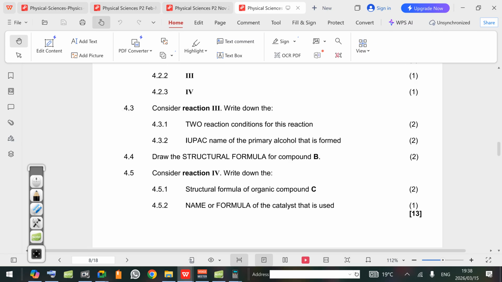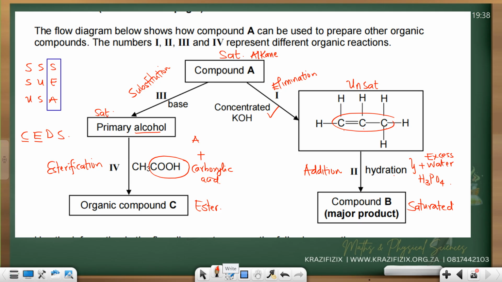All right. Consider reaction 3. Write down the 2 reaction conditions needed for reaction 3. Didn't I write it? Oh, beautiful. Let's quickly deal with this. Reaction 3. What do you notice? Do you notice it is a substitution? I'm going to come back here. What is my D? Dilute, strong base, and mild what? Heat. Everything is in the acronym that I gave you.